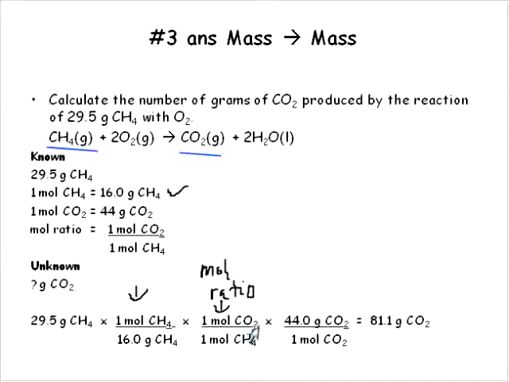If we just stopped here, our answer would be in moles of carbon dioxide, so we have to convert. Now we have it set up, and we just do the math: 29.5 times 1 times 1 times 44, divided by 16, and we get 81.1 grams. Notice it's asking for a number of grams. This is the mass to mass. When we see mass, that's going to be grams.